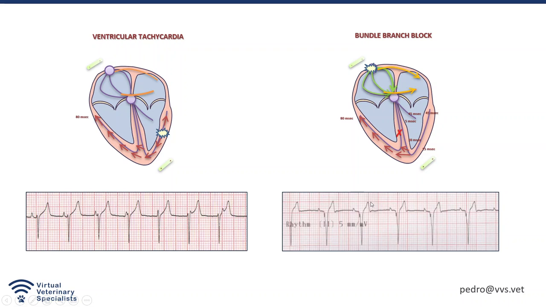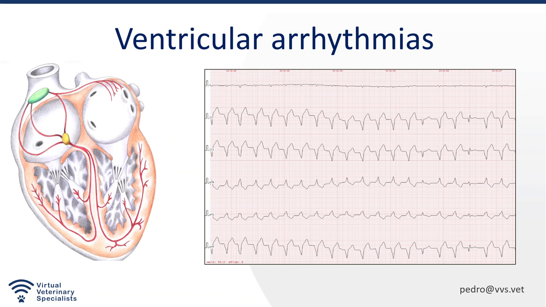Everything else is normal. Okay, now if all the beats are abnormal, it's ventricular tachycardia. For example, if you see these beats that have a narrower QRS, they're called fusion beats, they tell you that there's no bundle branch block in this case. Or if you see normal sinus beats, you know there's no bundle branch block. These beats are all ventricular. These ones, if you notice the QRS is still abnormal, that's because they are fusion beats.